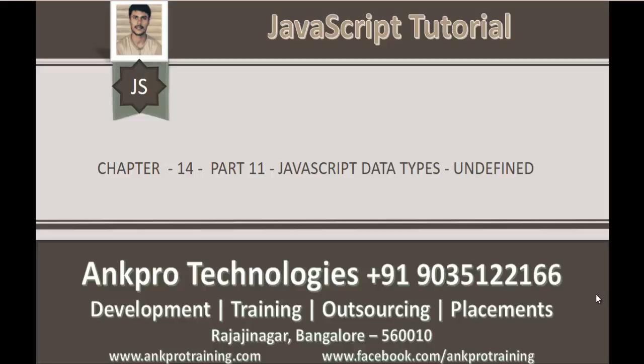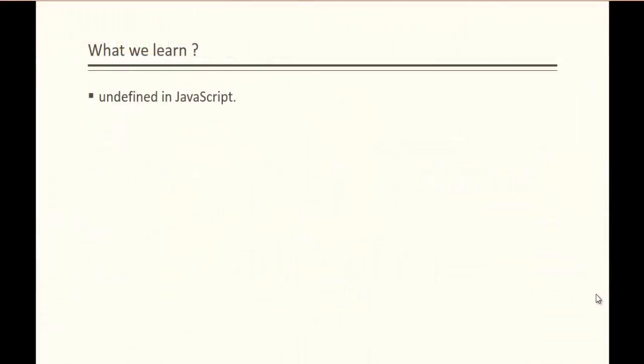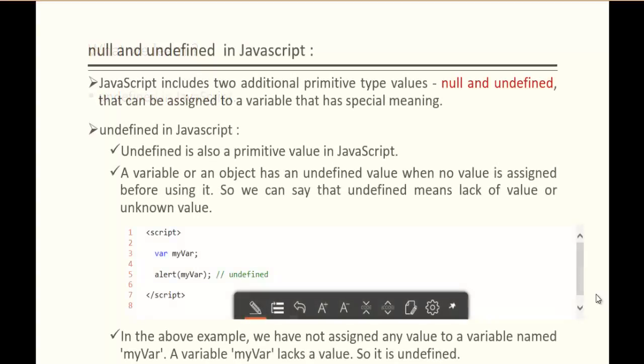My name is Harish. In this session, we are going to learn about the undefined data type in JavaScript. As I said in the earlier session, JavaScript includes two additional primitive type values. They are null and undefined, that can be assigned to a variable and that has special meaning. In the last session we understood what the null data type is, and here we are going to understand undefined in JavaScript. Undefined is also a primitive value in JavaScript.